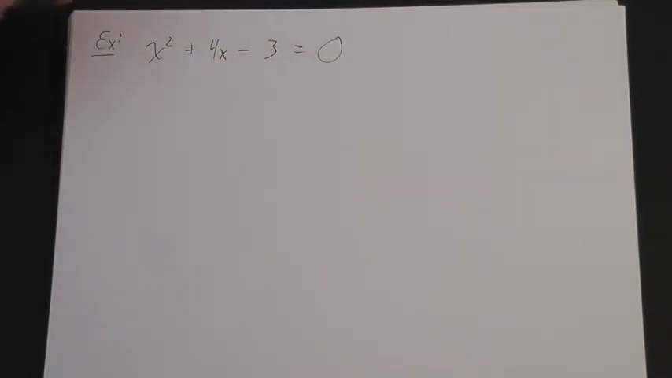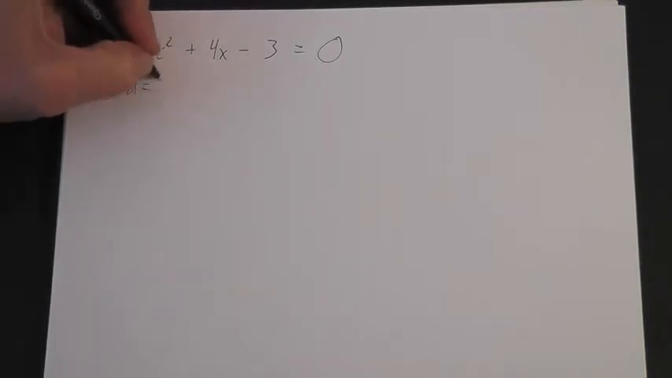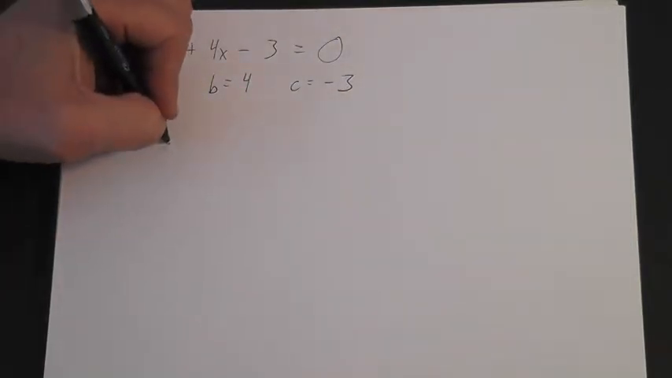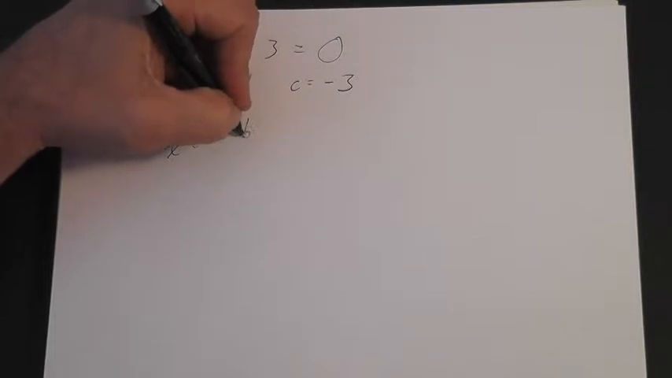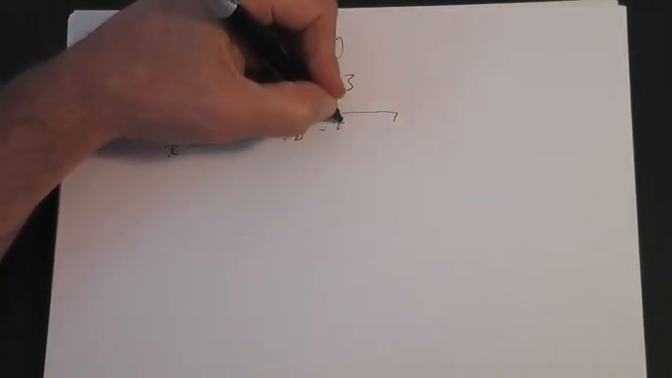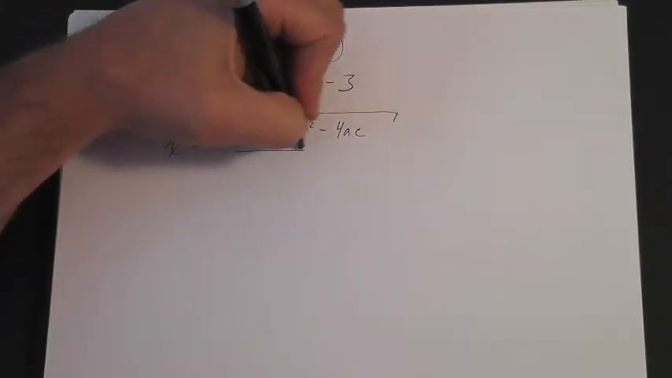So let's look at an example. In our first example, we have x squared plus 4x minus 3 is equal to 0. So the first step is everything has to be on one side equal to 0. In that case it is. So let's look at what a is. a in this case is 1, b is 4, and c is minus 3. So you're going to write out the quadratic formula, minus b plus or minus the square root of b squared minus 4ac, over 2a.